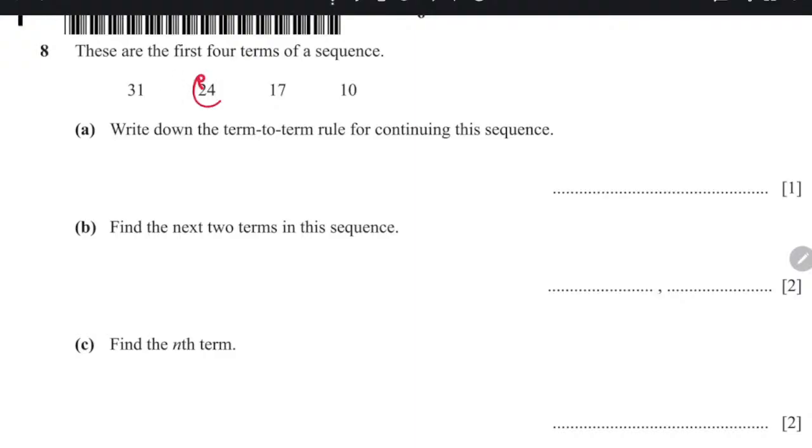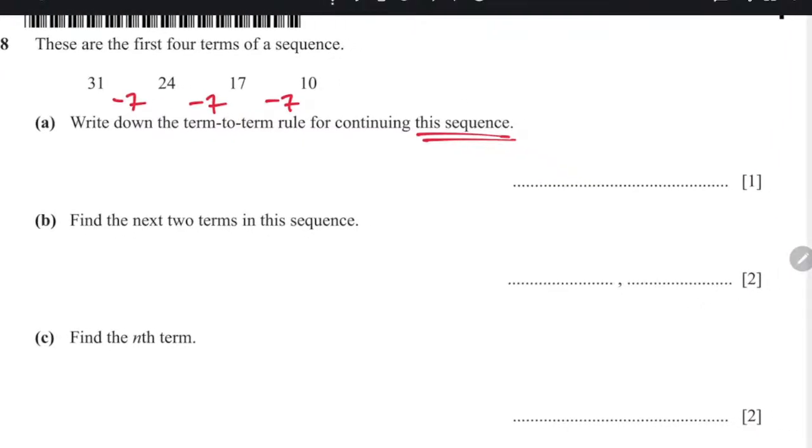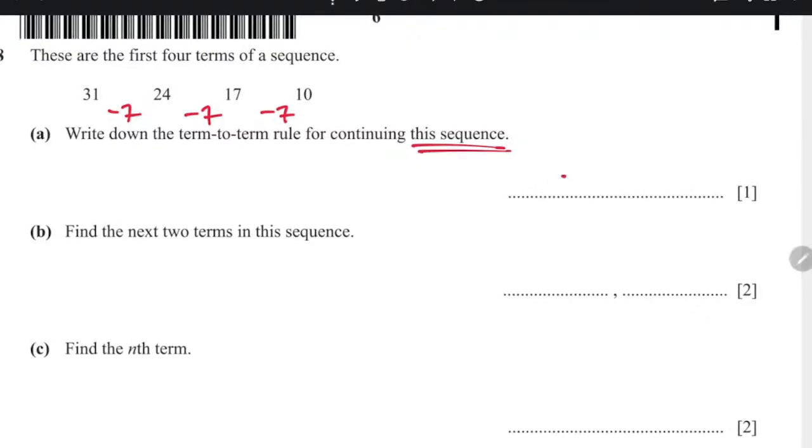What is 24 minus 31? Negative 7. 17 minus 24, negative 7. 10 minus 17, negative 7. So that means it's negative 7 to move from one term to another. They now say, write down the term to term rule. Term to term rule for continuing. It's negative 7 to go from one term to another.